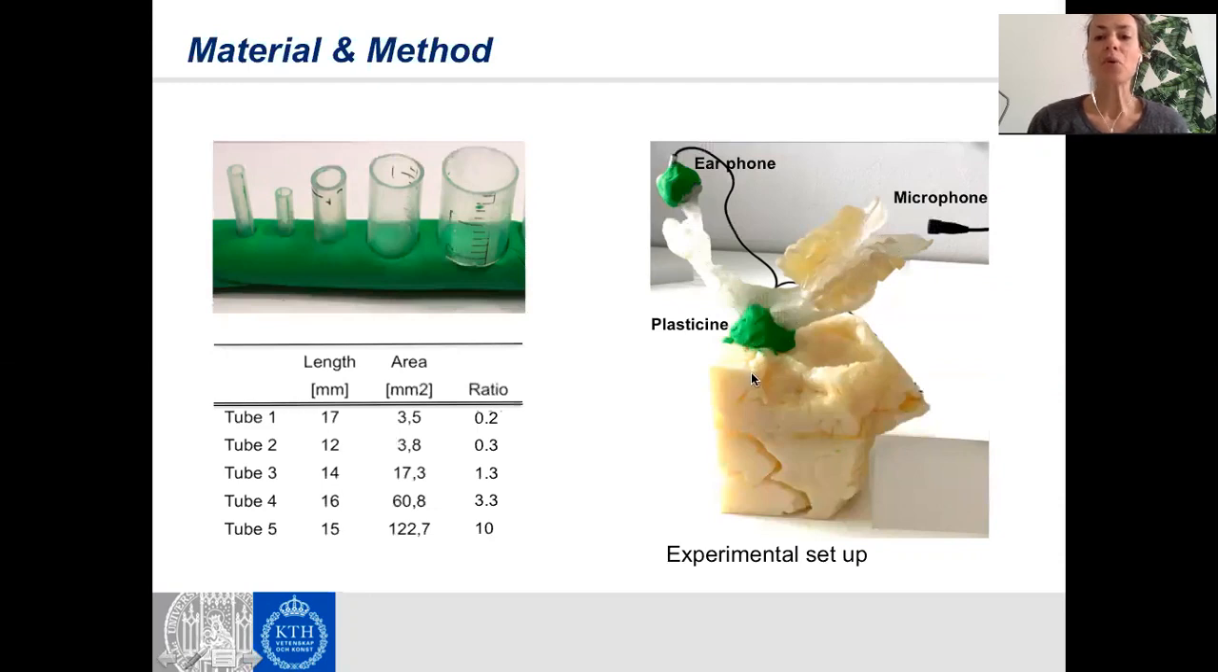And the velopharyngeal port is modulated by tubes of different sizes. The dimensions are listed here with the length, the cross-sectional area, and a ratio of area to length. And you can see that the narrow tube has a small ratio which increases with the diameter of the specific tube.